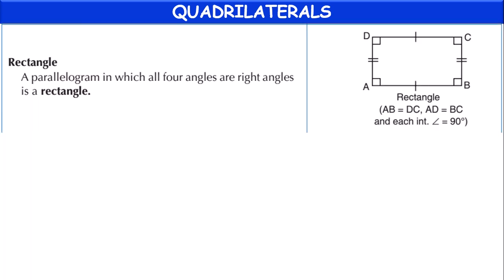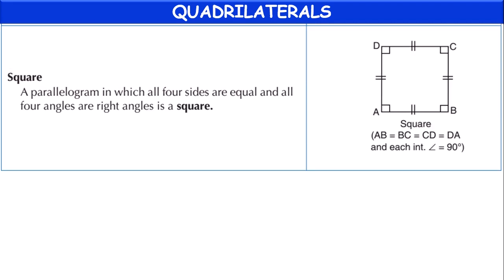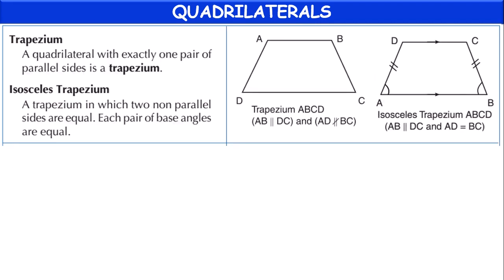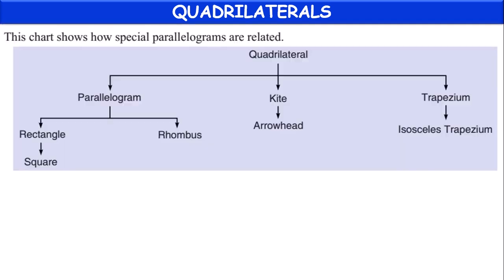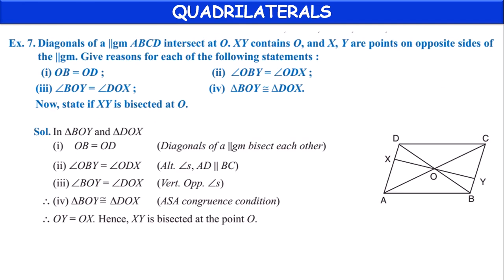1. Parallelogram. 2. Rectangle. 3. Rhombus. 4. Square. 5. Trapezium. 6. Isosceles trapezium. 7. Kite. 8. Arrowhead. So about 8 types of special quadrilaterals, their basic definitions we have learnt today. Okay, children? And this is a chart showing how special quadrilaterals are related. The remaining we can learn in the next video.